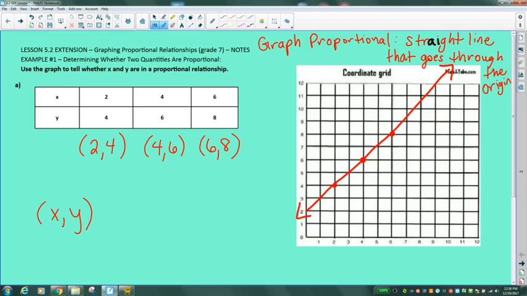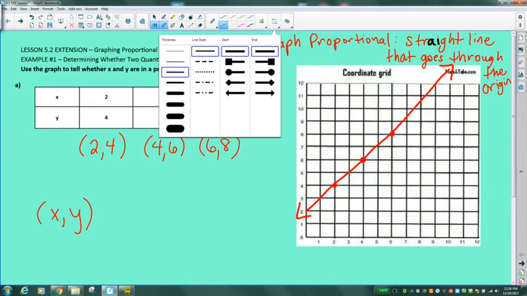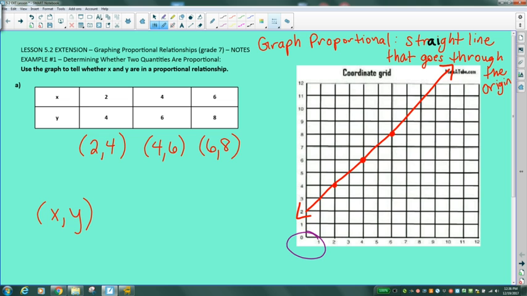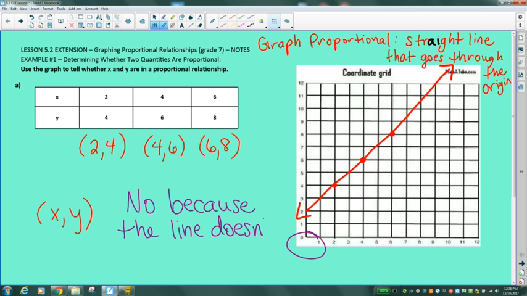And I look at this line, and I have to determine whether or not it's proportional. So I look at this, and yes, the line is straight between those 3 points. However, because it doesn't go through the origin down here, it is not proportional. So to tell whether these are proportional, we're going to say no, because the line doesn't go through the origin, which is 0, 0.